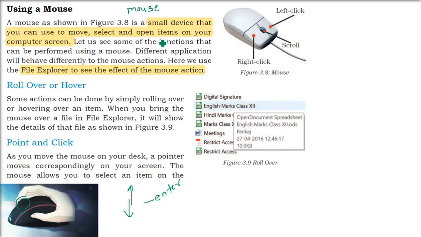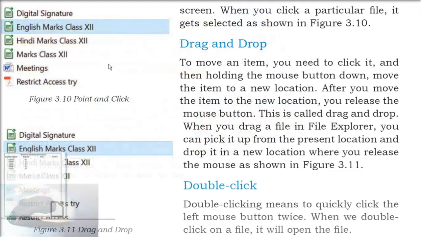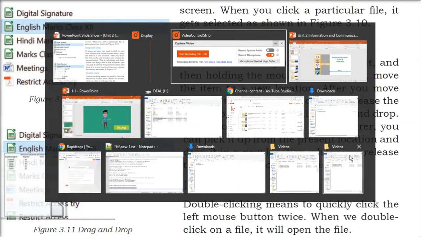So the mouse is a small device. It looks like a mouse, that you can move, you can use to move, select, open items on your computer screen or your device. So this is right click, left click, and scroll. We have certain options which we can perform using a mouse: drag and drop, double click, single click, hover.